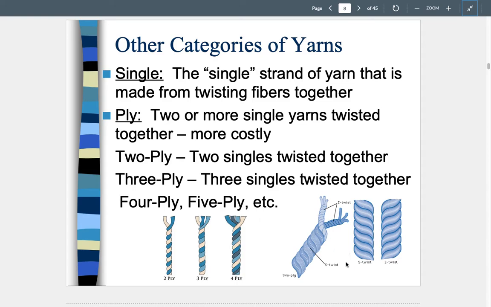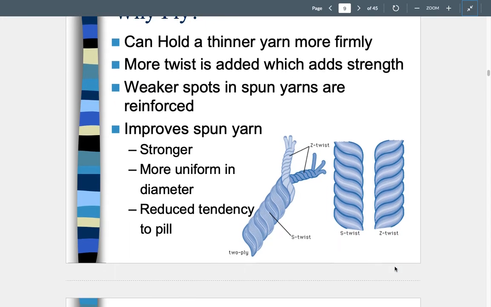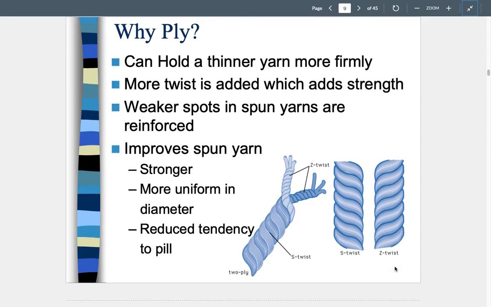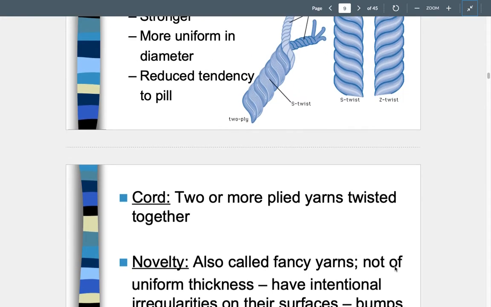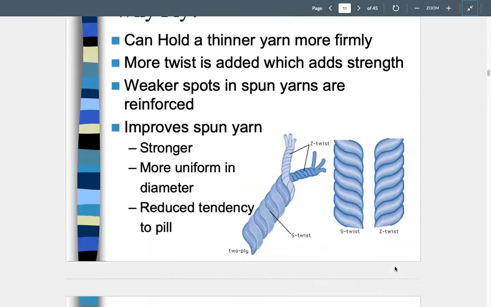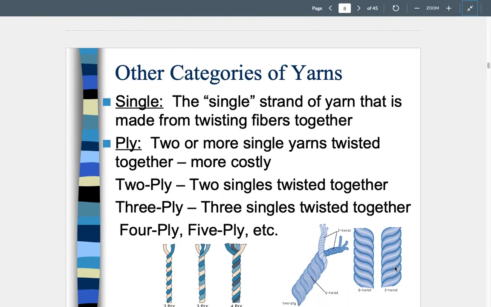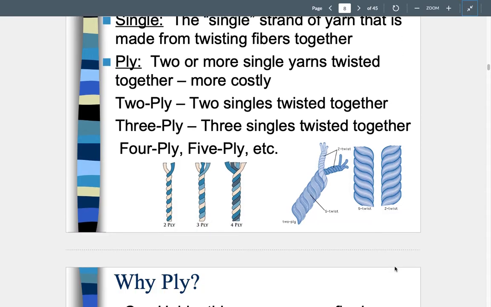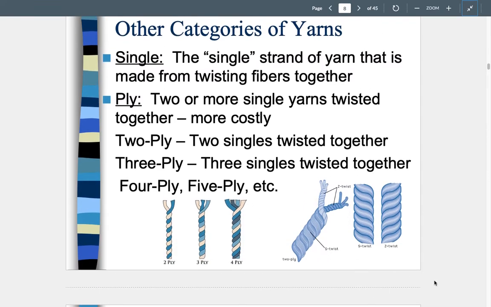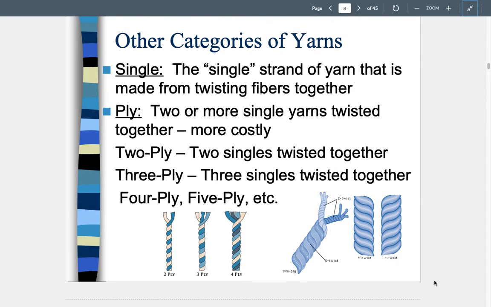We will also talk about the fact that when you're twisting yarns, they can be twisted in different directions. We're going to talk about an S twist and a Z twist. They don't really mean a whole lot to the way that it looks, but it's something that we will talk about right now. There will be a question on your assignment that's going to ask you about the Z and the S twist.